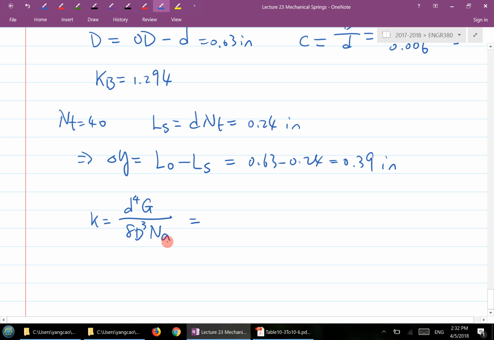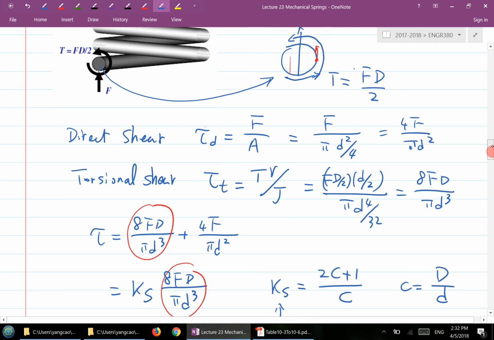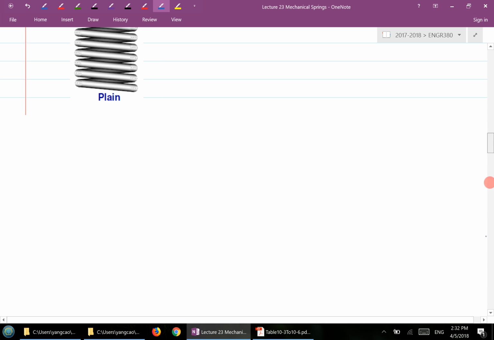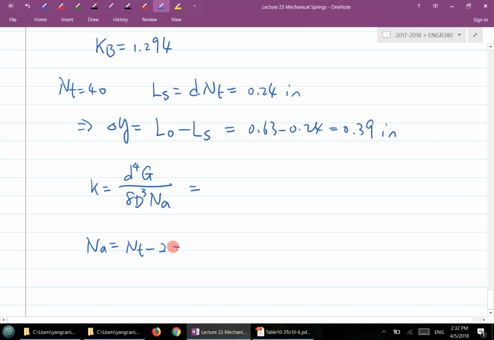So NA here, if you recall, what does it represent? The total number of active coils. For this type of spring, the square and ground type, from table 10-1, NA equals NT minus 2. So that's where you can find the NA value, which is 38.